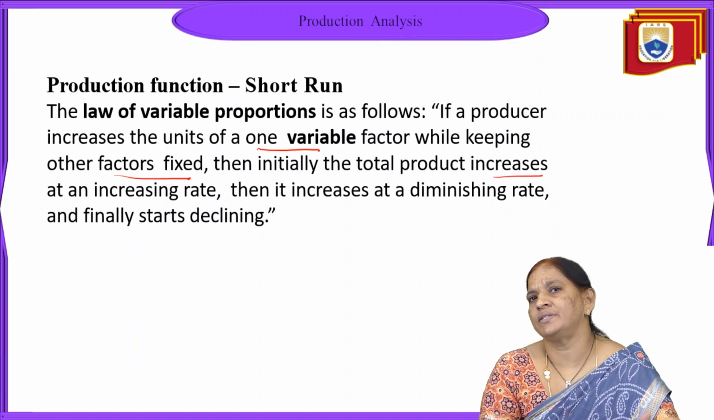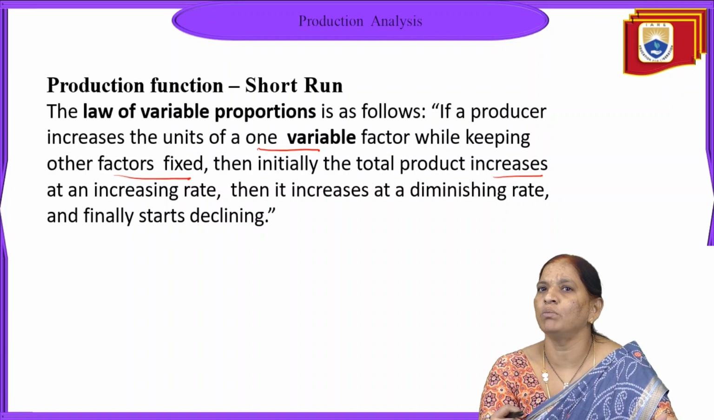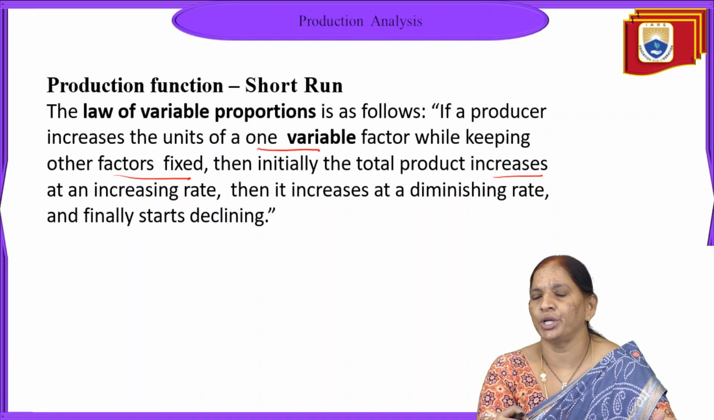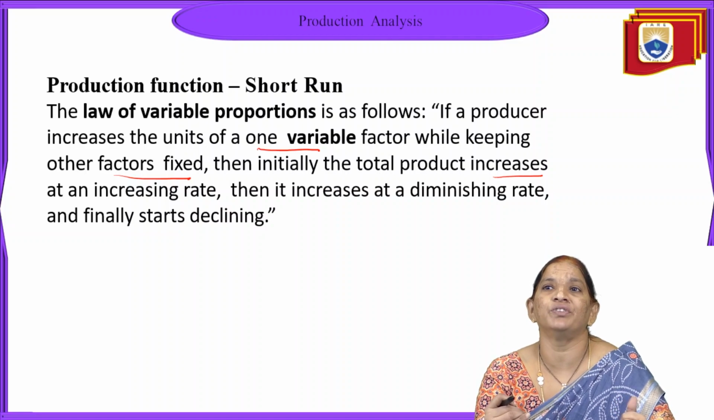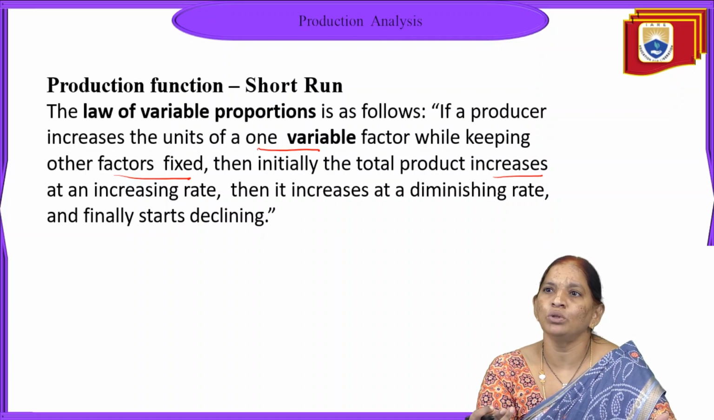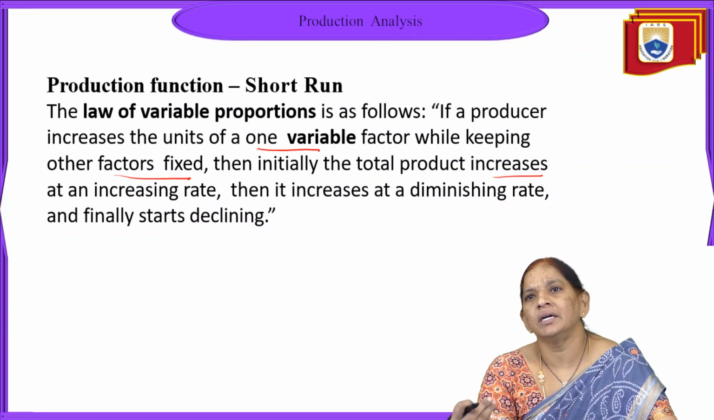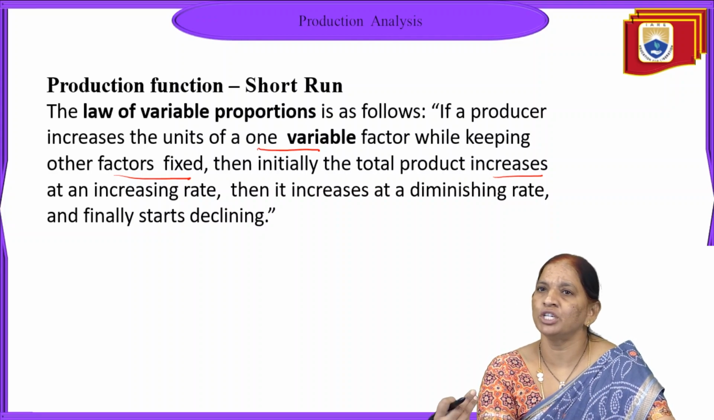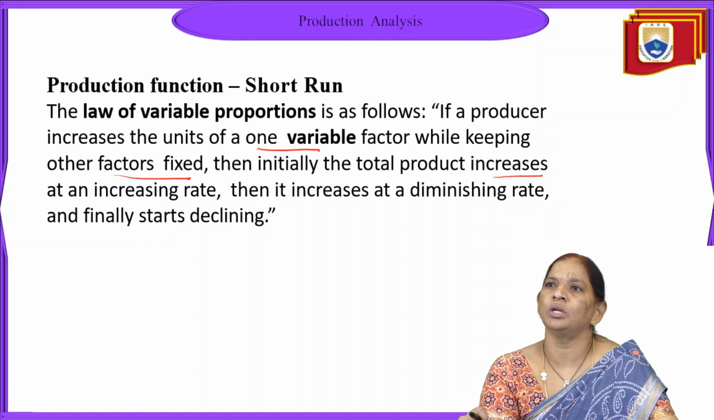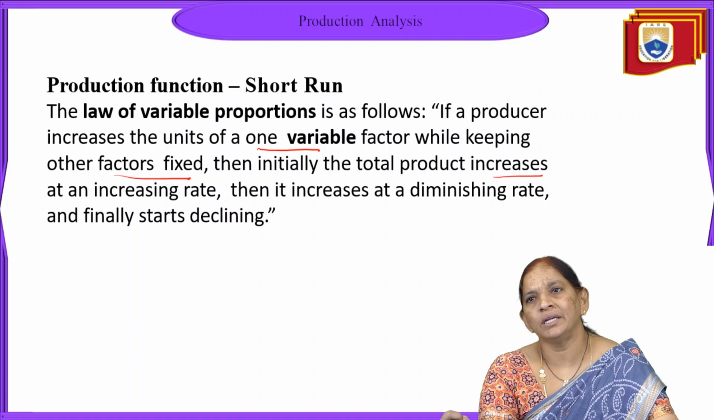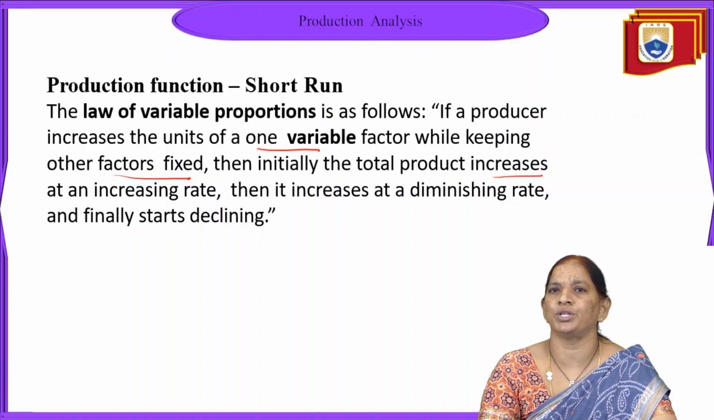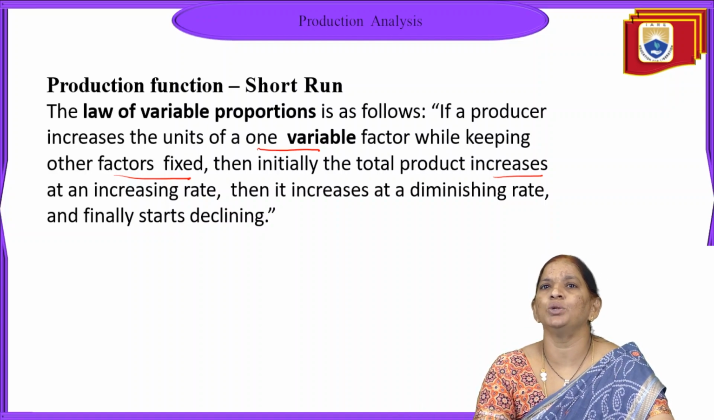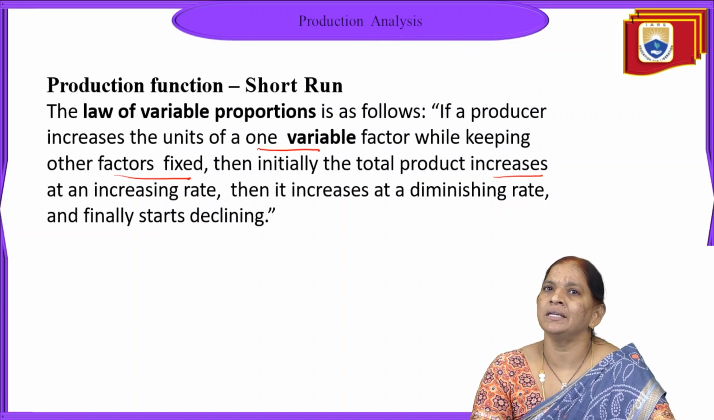After the first stage, though we are applying more of one factor to the production, the total production cannot increase at the same rate. So it goes on at a diminishing rate. When more of the one factor is introduced, the total production is still increasing, but the rate of increase comes down. Then after the second stage, as we keep increasing the factor, finally it goes into negative returns, which we call the declining stage.